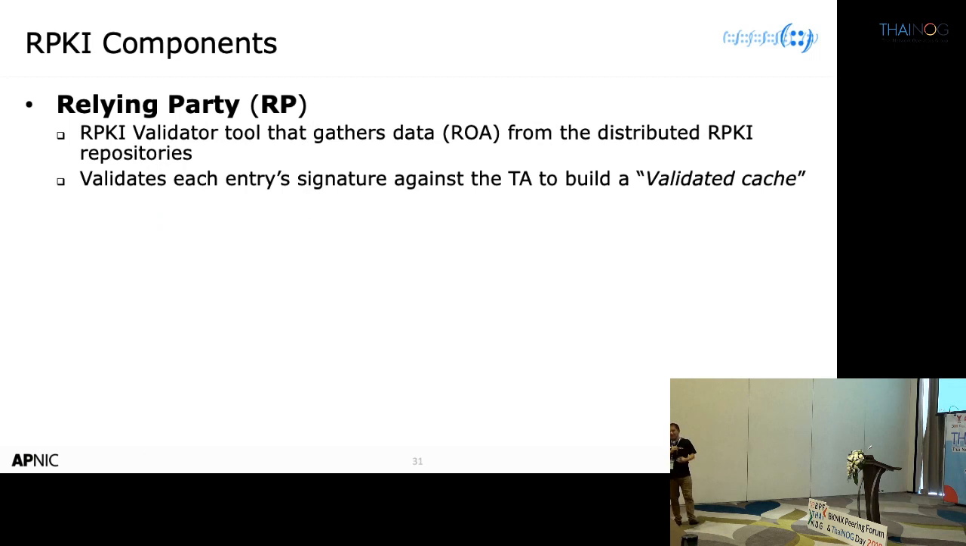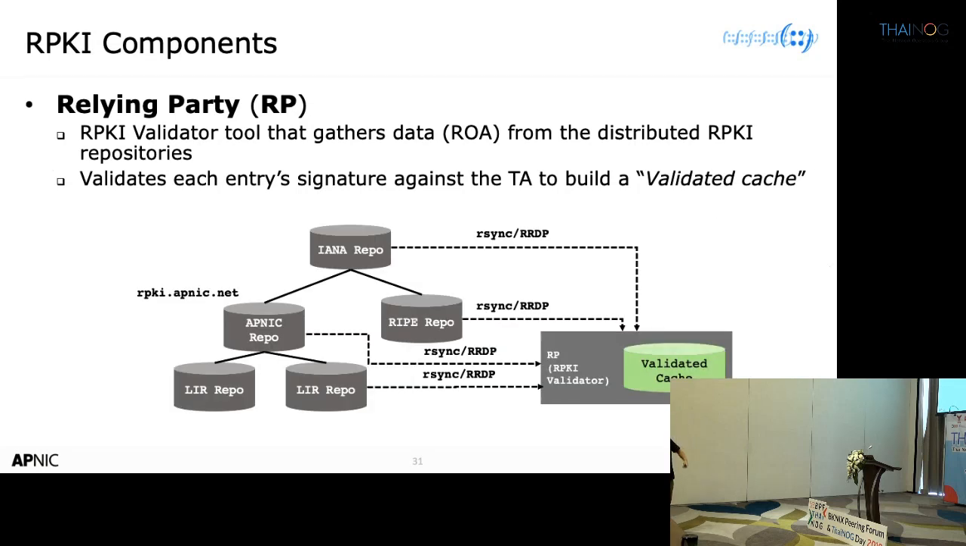And then the second component is, now that you have an issuing party that issues all these ROAs and all these digital certificates, you need a tool that can pull all these things. And that's what we call a relying party. Or in other words, this is the RPKI validator. It's a software tool. Its job is to pull ROAs, route origin authorizations, from all the global repositories, right? So this is what it does.